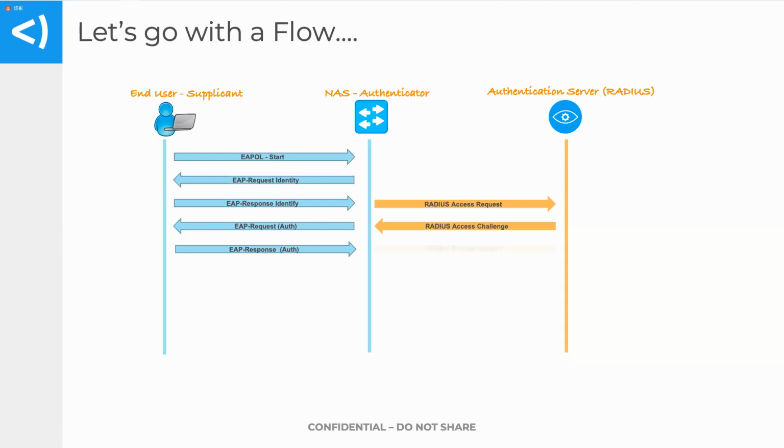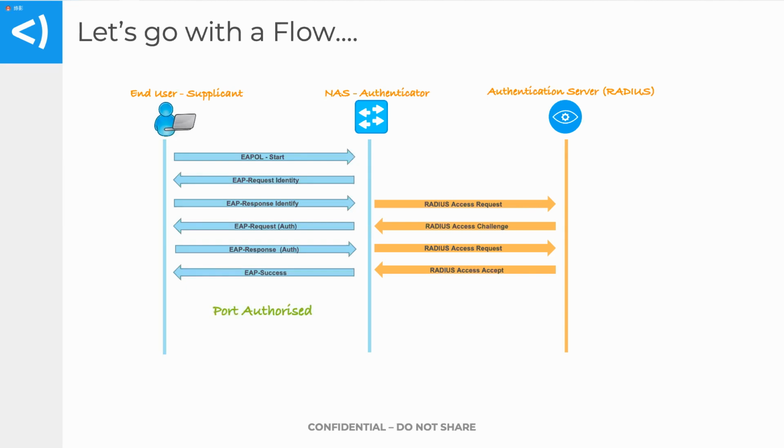Once confirmed, Radius access will be accepted, and that information will be sent back to the supplicant. Once that is accepted by the supplicant, the port is authorized by the NAS or by the authenticator to allow this supplicant to communicate or connect to that particular switch port or the wireless SSID.